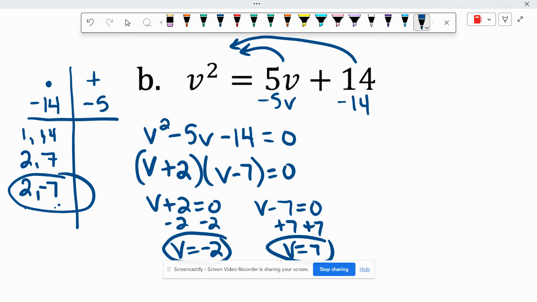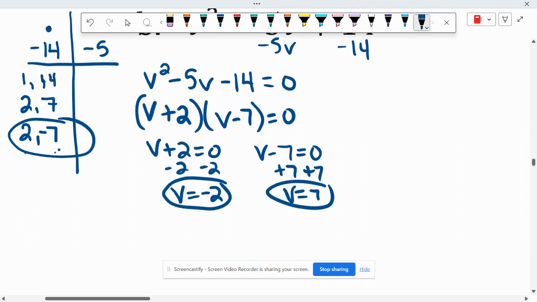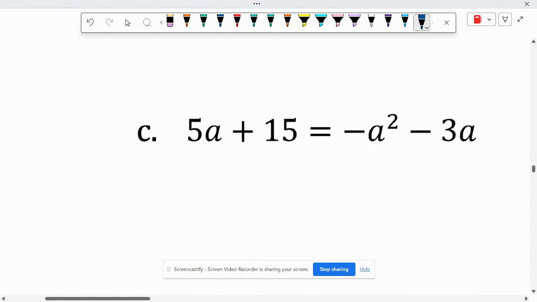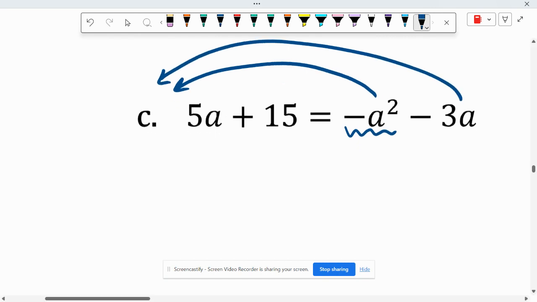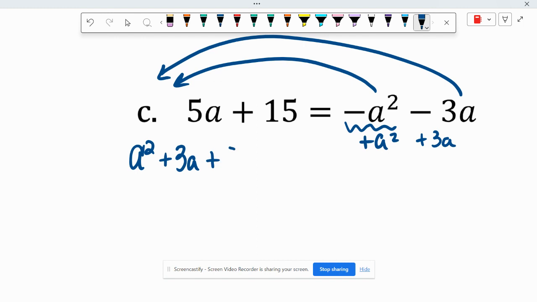What about example C? What's going on with example C? Is it set equal to 0? It's not. Notice that my leading coefficient on my x squared term is negative, so I want to move that over. So I'm going to move both of these over. How do I do that? I'm going to add them. So that gives me a squared plus 3a plus 5a plus 15.